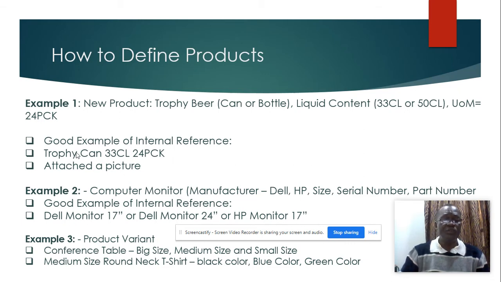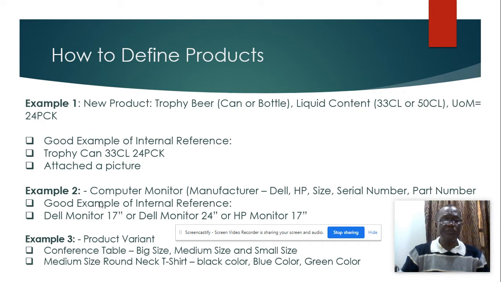You should be able to do that in the system. For example, a good example of a Trophy product would be Trophy can 33 cl 24 pack, or Trophy bottle 33 cl. And the way we define our system, as you'll see later, is that you can actually attach a photograph or image of the Trophy, either can or bottle, to your product label.